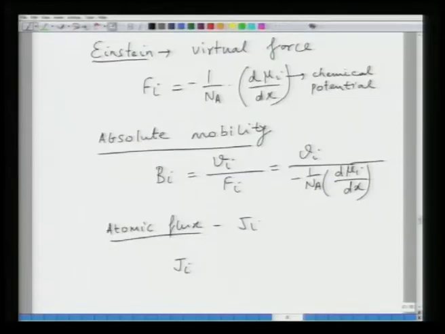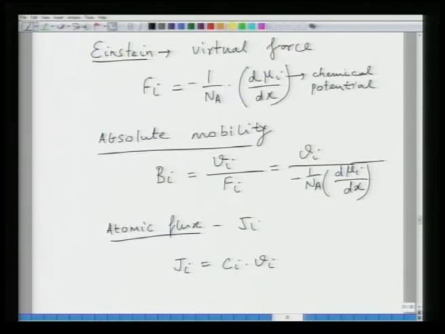So, that diffusion is happening because of this virtual force. That virtual force arises because of negative gradient in chemical potential from higher to lower chemical potential, and as a result you have a flux of atoms. So, this flux can be explained as nothing but Ci multiplied by Vi.